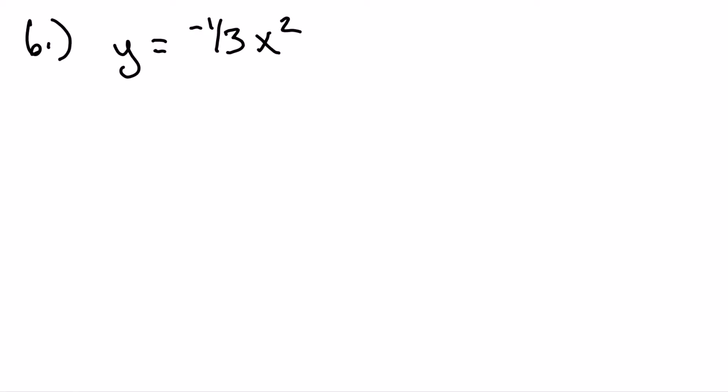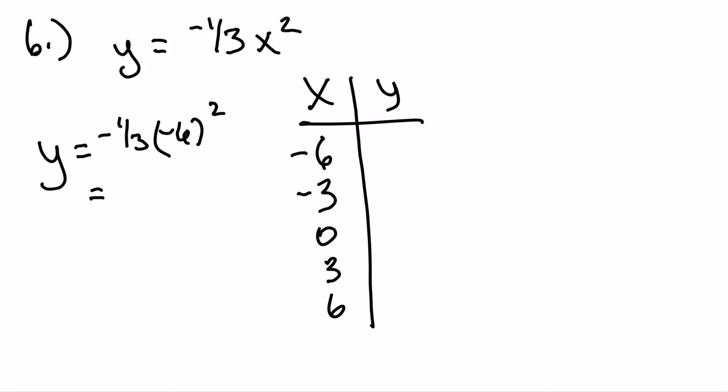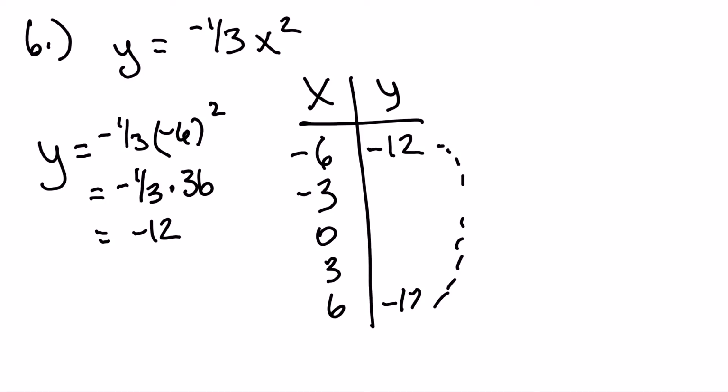Alright, number 6, same exact concept. I don't like making the left and right XY chart, I like making it up and down. So they have -6, -3, 0, 3, and 6. So I plug it in. Y equals -1/3. Instead of x, I put -6 squared. So I get -1/3 times 36, because a negative times a negative is a positive. So I get y equals -12. I don't have to plug in +6 if I don't want to. I will get -12 again.